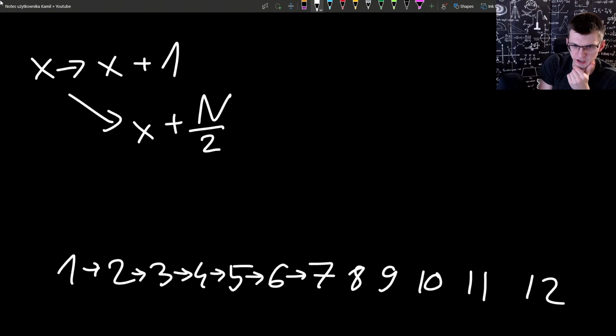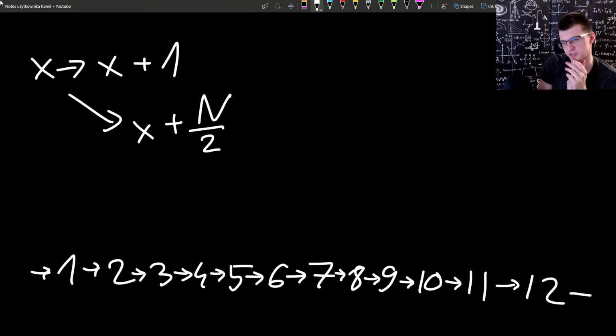Imagine that those are edges by default. You need to put some extra edges, but you want to make it possible to get from anywhere to anywhere in log of n steps. What about putting random edges?